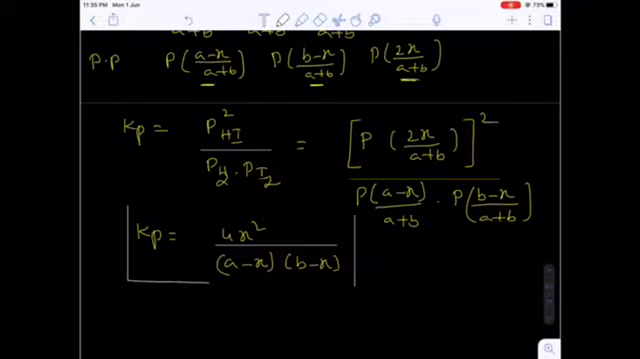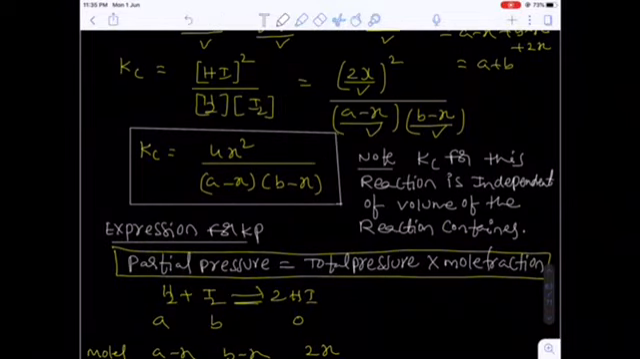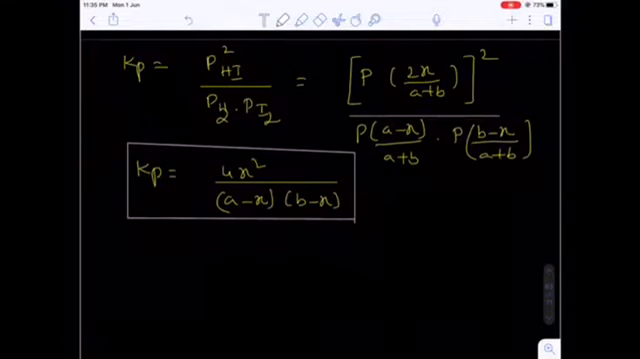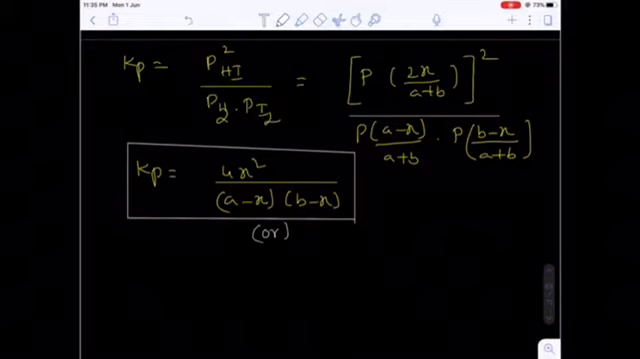Now here the expression for Kc and the expression for Kp are both the same. You see, the expression for Kc is 4x square by A minus x into B minus x, and Kp is also 4x square by A minus x into B minus x.